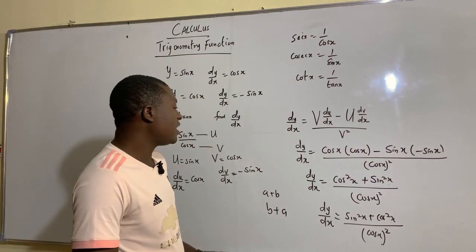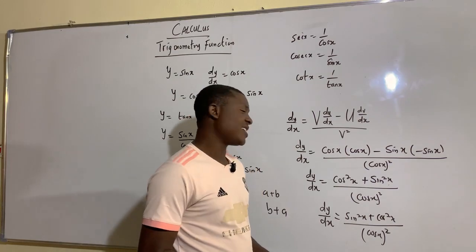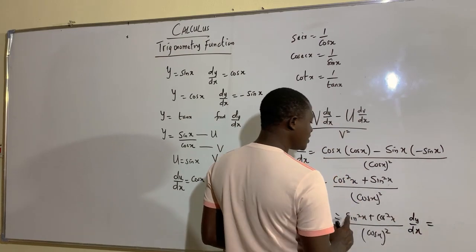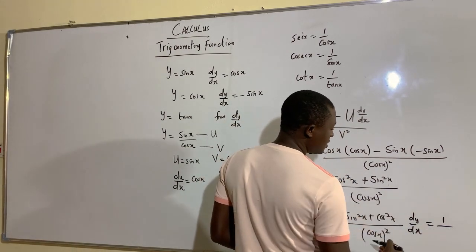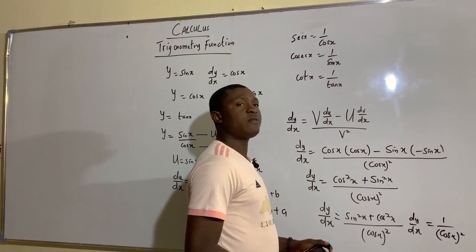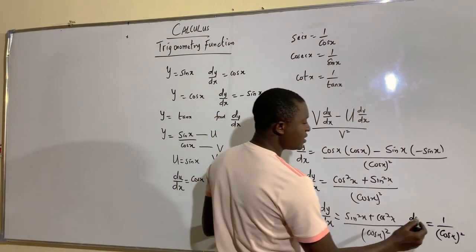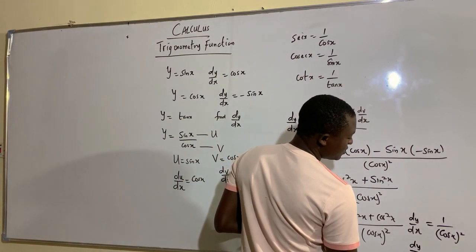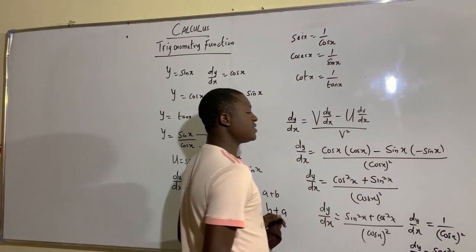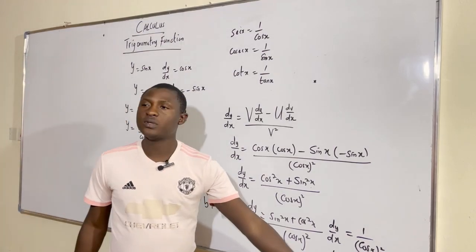There's another identity: if you have sin square x plus cos square x, it's going to be equal to what? Yeah, 1. So dy/dx is equal to 1 divided by cos x all squared. Recall, if you have 1 over cos, it is nothing but what? But sec. So that means dy/dx of this is equal to sec square x. You see that? So the differential of tan x is always sec square x.